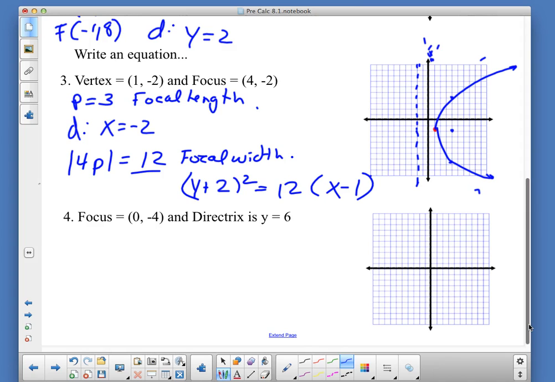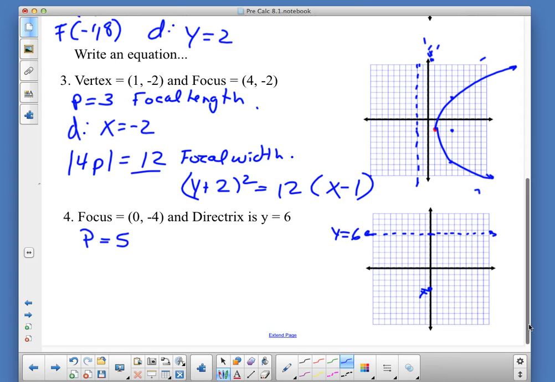Okay. Now, last one, my vertex. I've got to find halfway between. So I got (0, -4), 1, 2, 3, 4. And that one's going to be my focus. Directrix is y equals 6. 1, 2, 3, 4, 5, 6. So that's my y equals 6. And I got my (0, 4). I've got 5 as my p, because that's half of 10. So p is equal to 5.